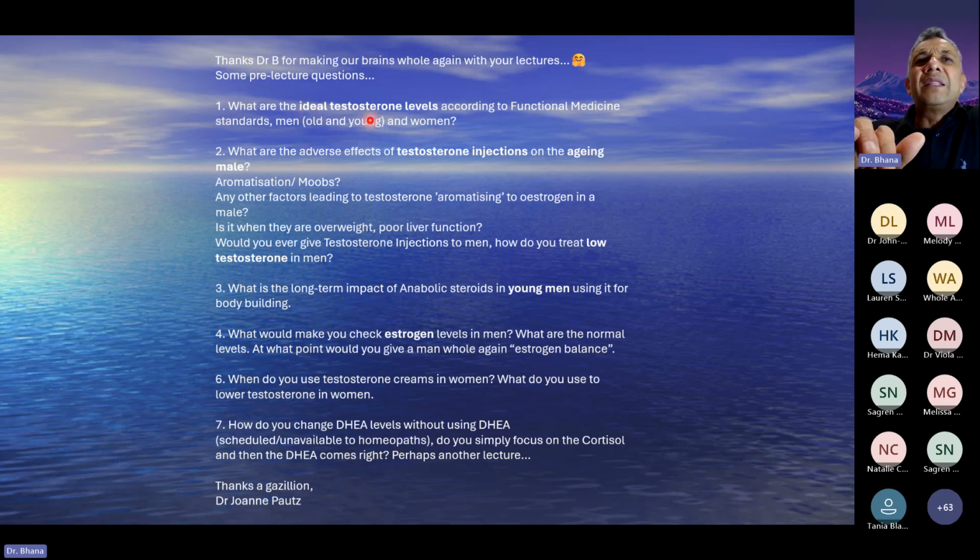What are the ideal testosterone levels according to functional medicine standards? So in men, it's still 12 to 27. Whether you're doing functional medicine or not, it's the same here, right? Whilst testosterone has anti-aging benefits, if used responsibly, it's about getting to good levels and making sure it doesn't aromatize. So I think I've addressed that.